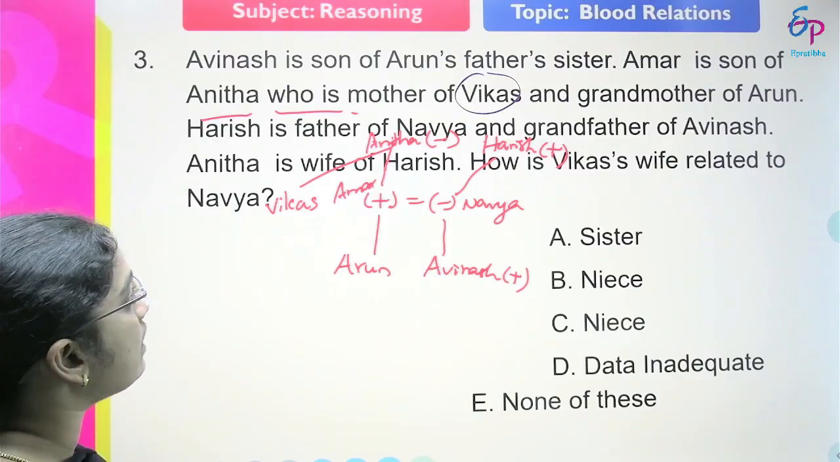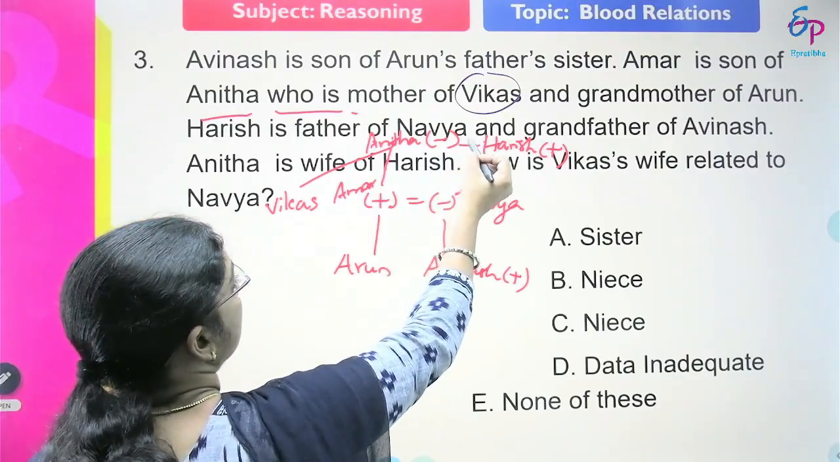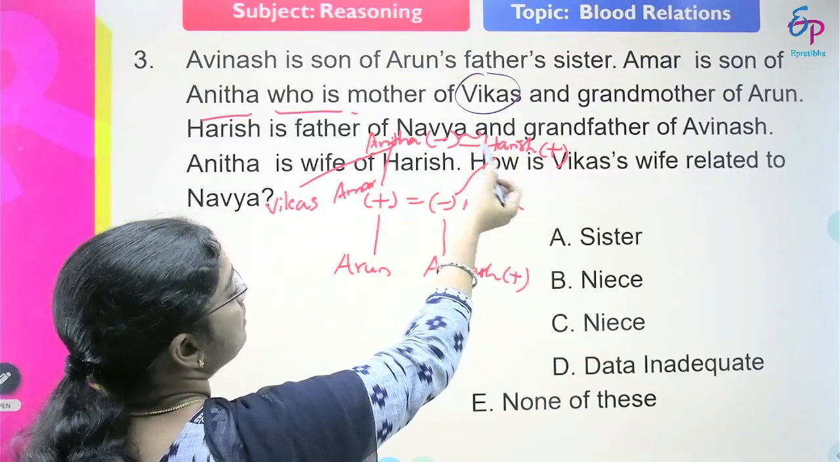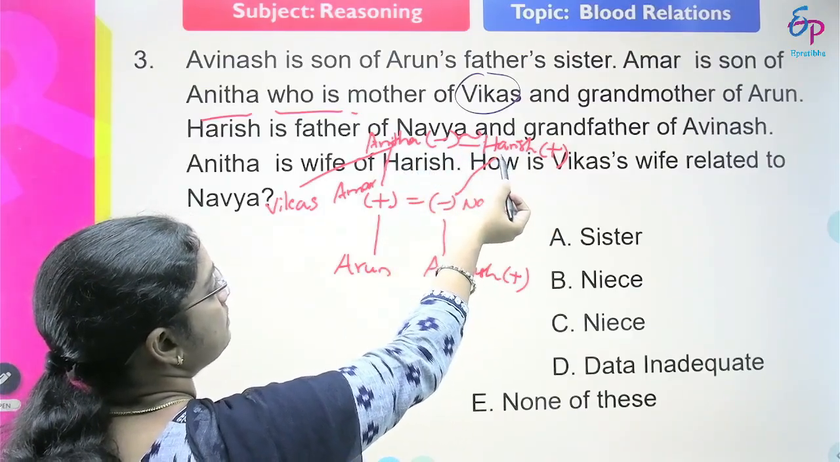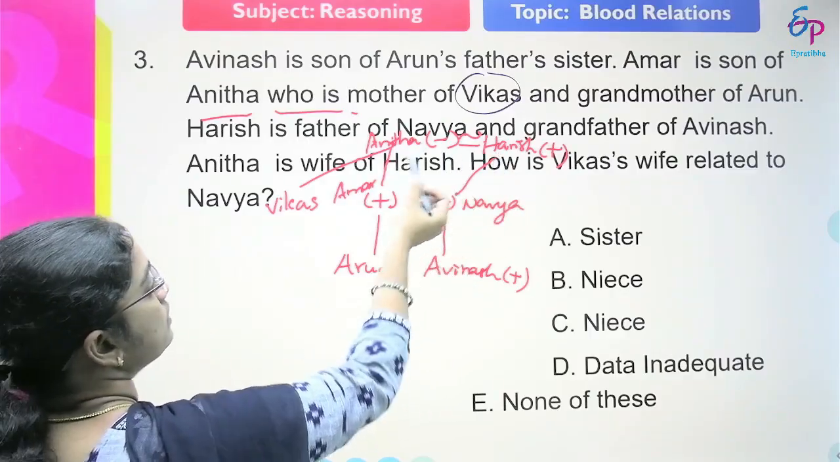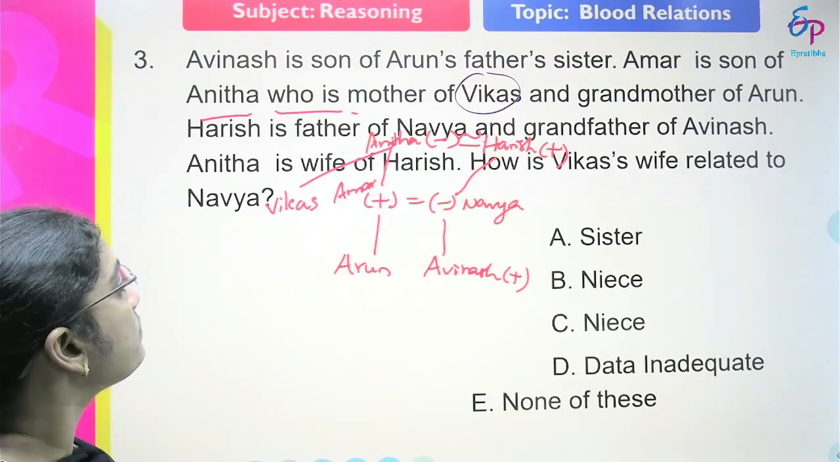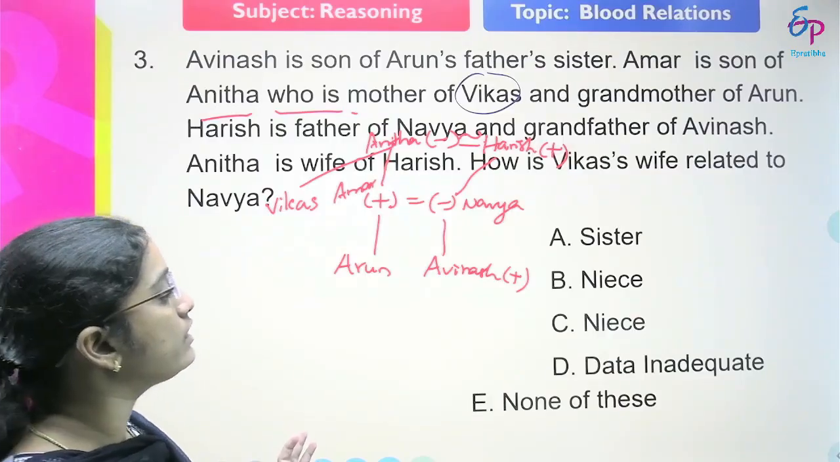Then Anita is wife of Harish. Just observe here, if Anita is wife of Harish, so these are wife and husband, these two persons, right? So these two persons' children are siblings, right? Yes, here we are having that relation only. Okay, then this is the complete diagram related to this question.